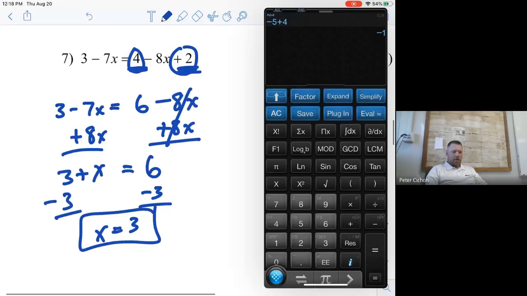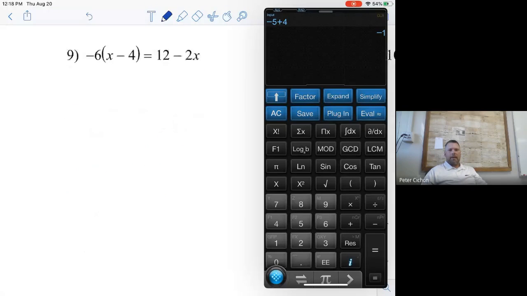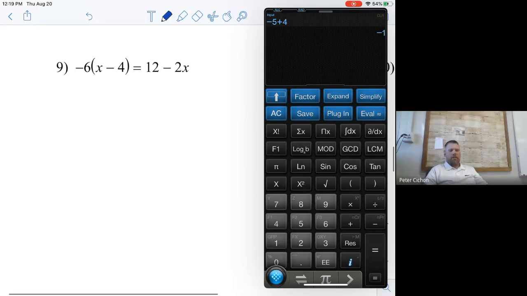This might help if you do Notability on your iPad and the Meet on your phone. Okay? All right, we're going to do 2 with parentheses, and then we're done. Guys, the parentheses, the distributive property, really just means multiply. But you got to multiply everything here.